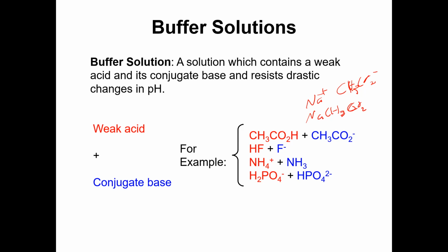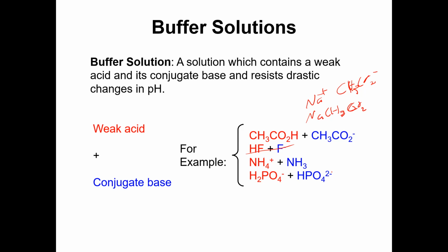Hydrofluoric acid and the fluoride ion would be another example. We don't really actually use that one because hydrofluoric acid is extremely dangerous. In fact, just getting a drop of it on your skin can actually kill you. So we're obviously not going to use that as a buffer. A better example would be the ammonium ion and ammonia. So that is an example of a buffer. We have a weak acid and the conjugate base, or something like our phosphate ions. So we can take the weak acid and the conjugate base of that weak acid.